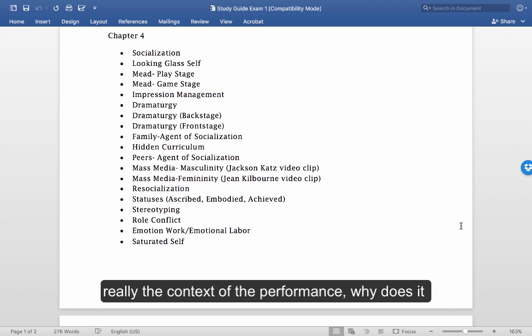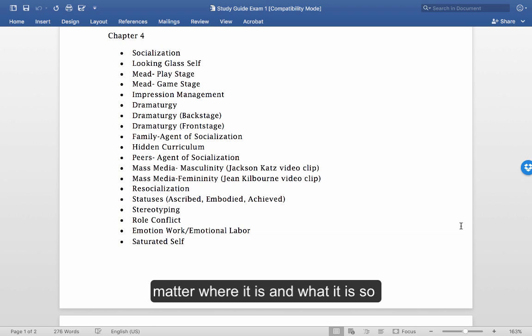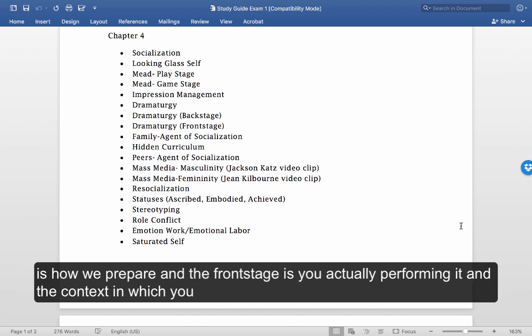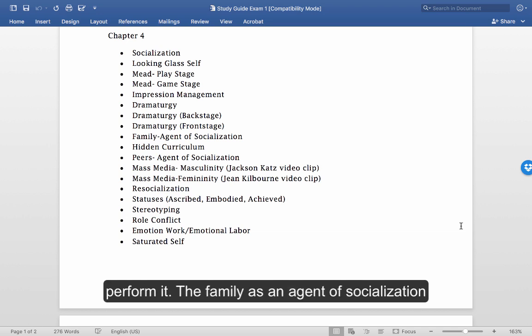And also really the context of the performance, like why does it matter where it is and what it is, right? So basically, the difference between the front stage and the backstage is how you prepare, and the front stage is you actually performing it and the context in which you perform it.